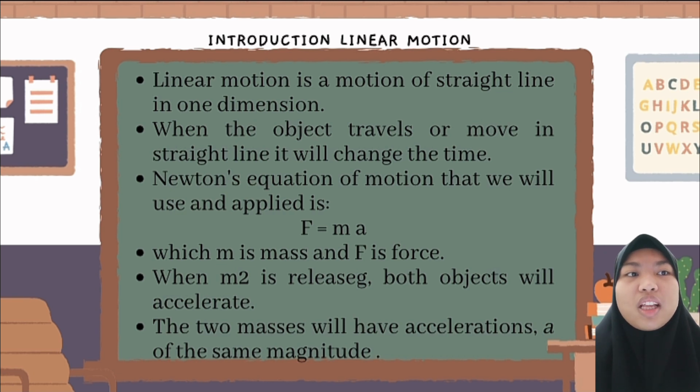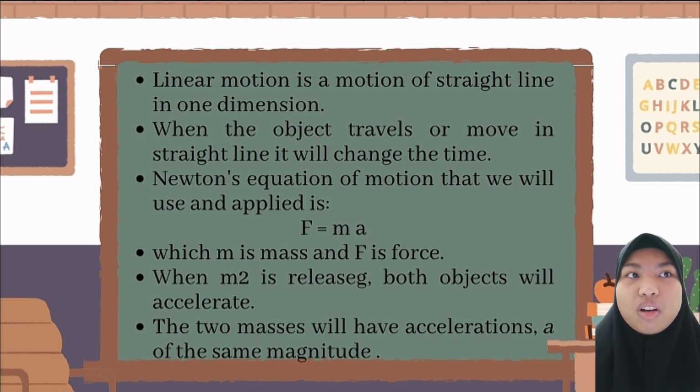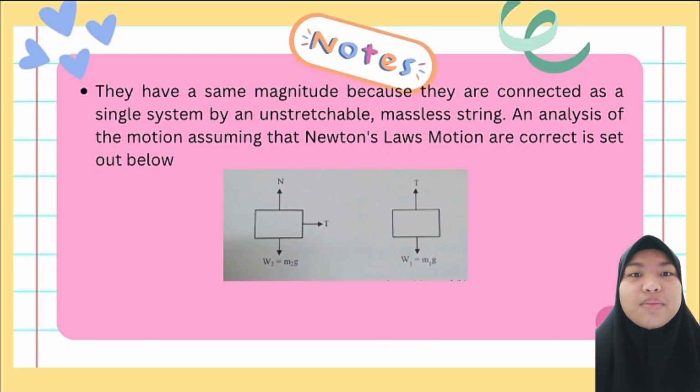When m2 is released, both objects will accelerate. The two masses will have acceleration a of the same magnitude. They have the same magnitude because they are connected as a single system by an unstretchable, massless string. An analysis of the motion, assuming that Newton's laws of motion are correct, is set out below.